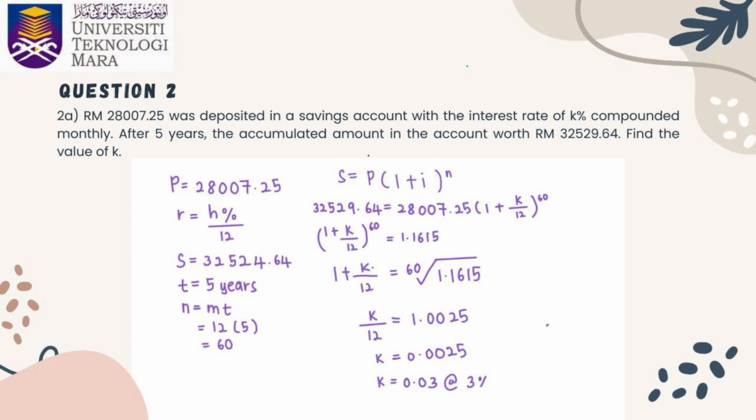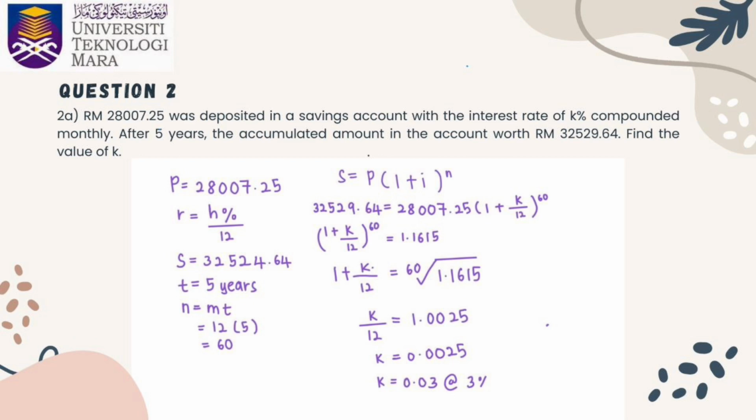Question 2A. RM28,007.25 was deposited in a savings account. The interest rate of k% compounded monthly. After 5 years, the accumulated amount in the account was RM32,529.64. Find the value of k.